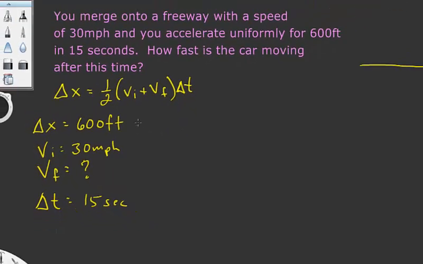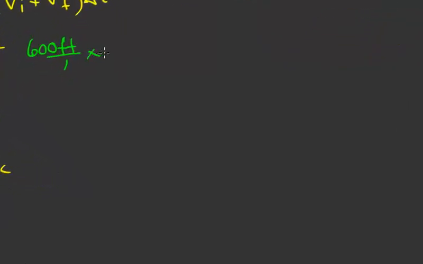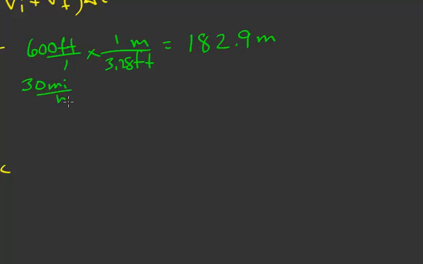So let's convert some things around here in green. So we got 600 feet over 1, times feet, meters. 1 meter is 3.28 feet. And what does that equal there? 182.9 meters.